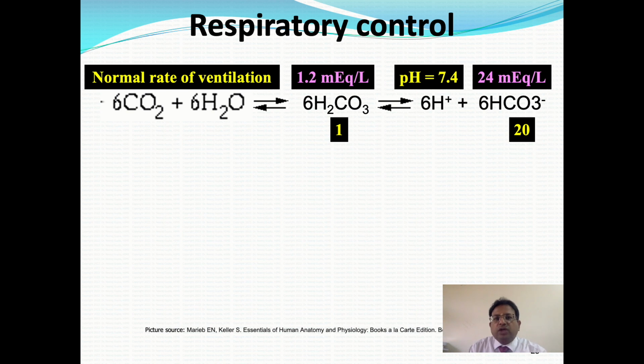Now, this slide shows how the respiratory centers will try to control the carbon dioxide and carbonic acid concentration of the equation to maintain the system. So, at a normal rate of activation, we will have a carbonic acid concentration of around 1.2 milligram per liter with a pH of 7.4 and a bicarbonate concentration of 24 milligram per liter, and so they are in the ratio of 1 to 20. The renal system will control the bicarbonate component of the equation.